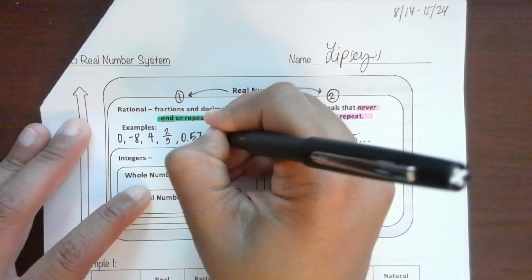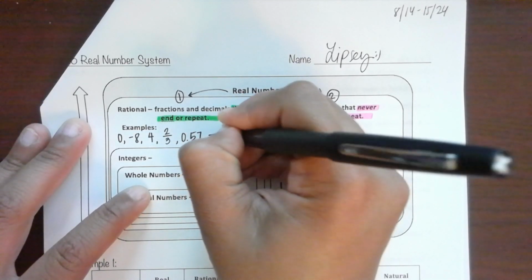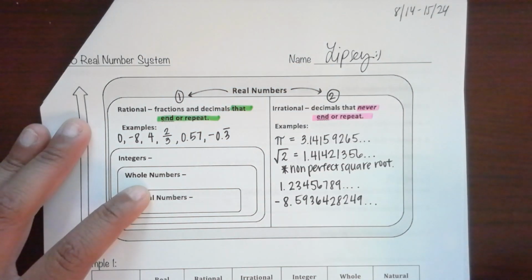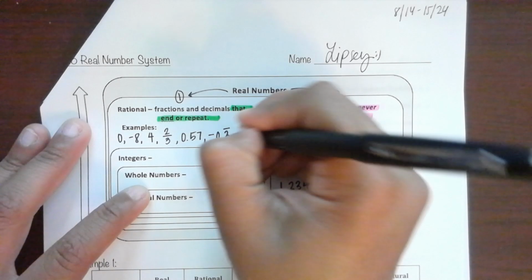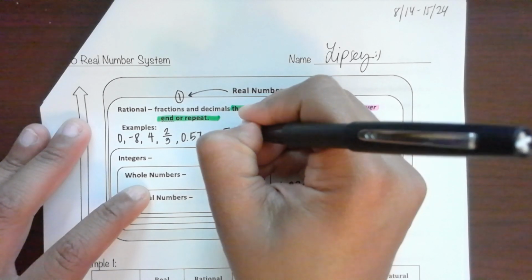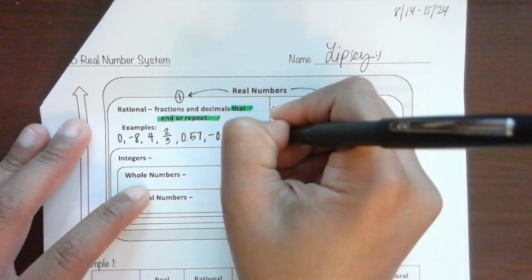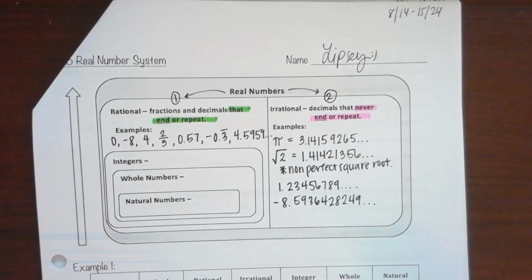Rational numbers can also be negative, so we have negative 0.3 repeating. And then we can have one that goes on forever. So we have 4.5959, and it just keeps going. The three dots are at the end.